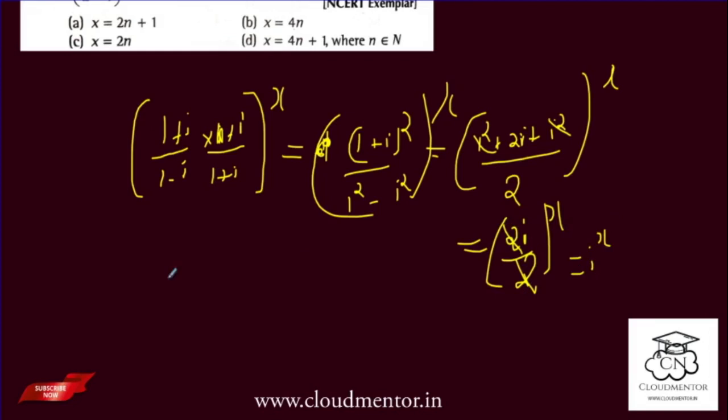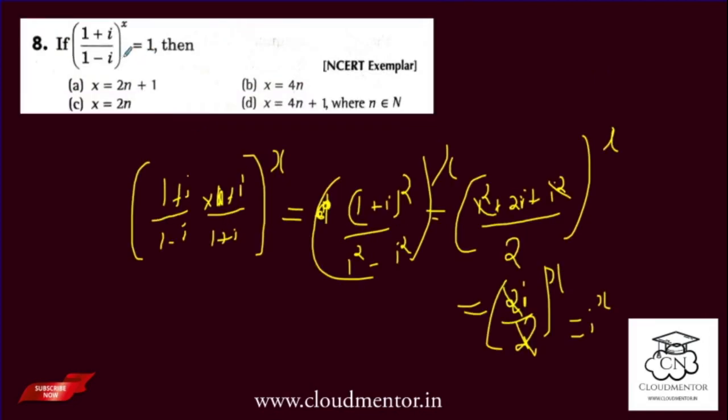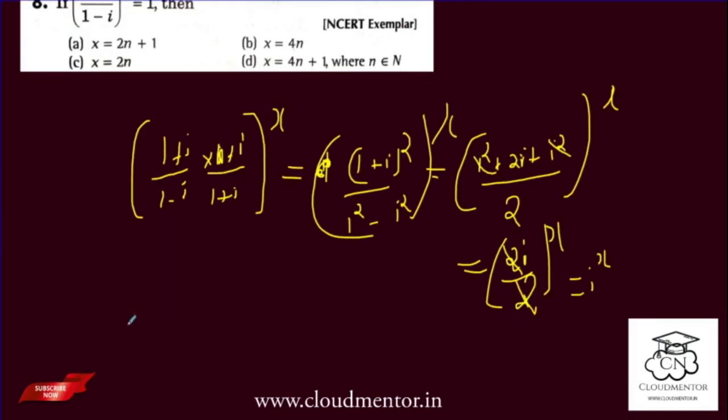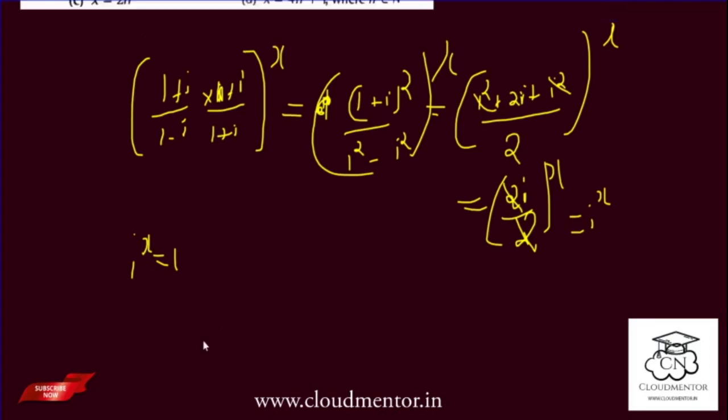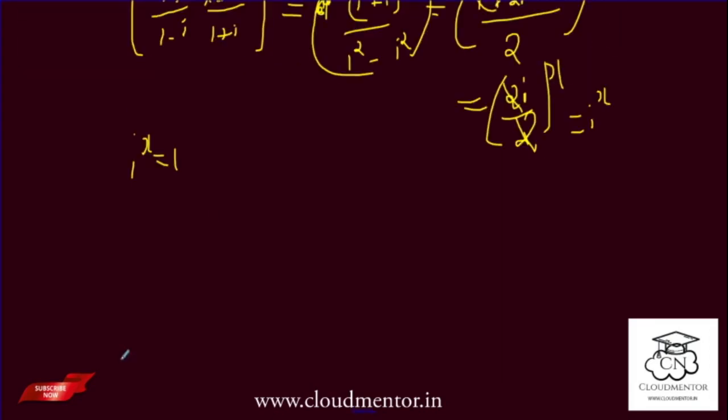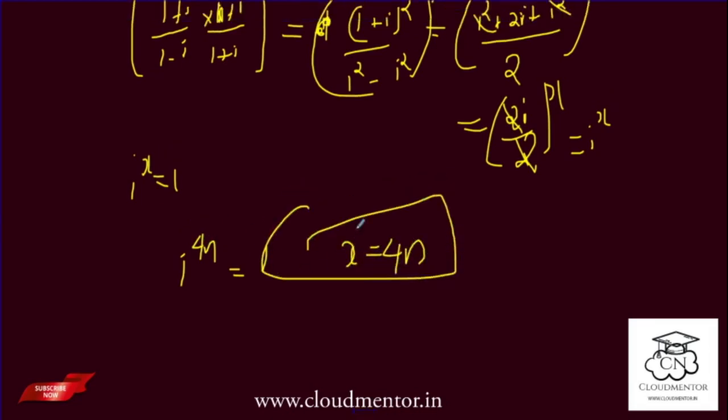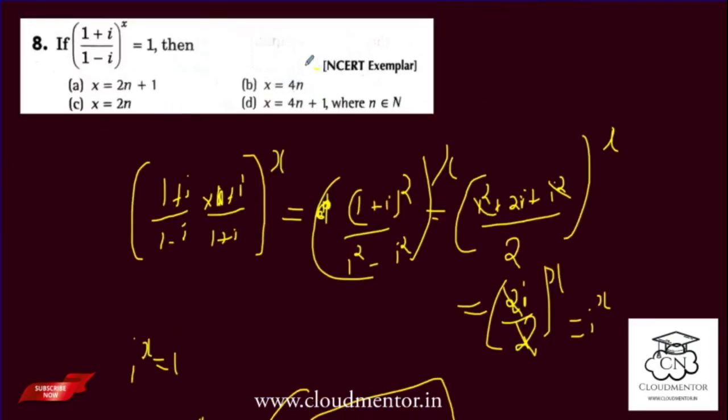The 2 cancels, and we get i raised to x, and it is told that this value i raised to x must be equal to 1, so i raised to x equals 1. In the options it is taken as n, so I can say that we know i raised to 4n is equal to 1, so x must be 4n. So option B is the right answer.